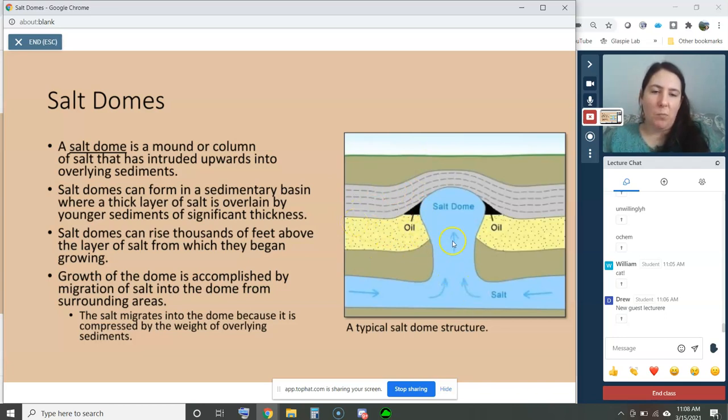And the salt will be extruded through that sediment and can push to the surface in a bubble. Salt dome bubbles can rise thousands of feet above the layer of salt from which they began growing. And so these can be quite tall features. And the growth of the dome is accomplished by the migration of the salt into the dome from the surrounding areas. And so you can see here the salt is moving from the surrounding areas into the dome itself. And it's migrating into this dome because it's compressed by the weight of the overlying sediments. So it's just kind of like oozing.